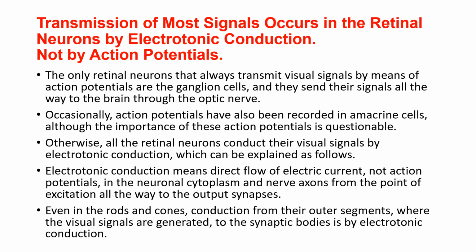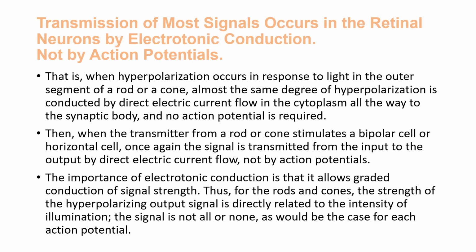Electrotonic conduction means direct flow of electric current, not action potentials, in the neuronal cytoplasm and nerve axons from the point of excitation all the way to the output synapses. Even in the rods and cones, conduction from their outer segments, where the visual signals are generated, to the synaptic bodies is by electrotonic conduction. That is, when hyperpolarization occurs in response to light in the outer segment of a rod or a cone, almost the same degree of hyperpolarization is conducted by direct electric current flow in the cytoplasm all the way to the synaptic body, and no action potential is required.